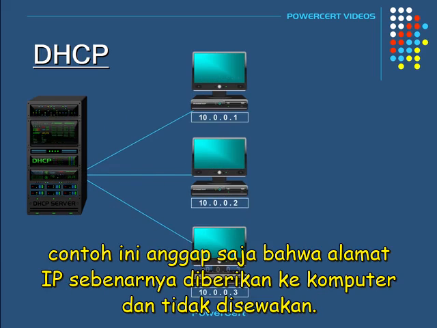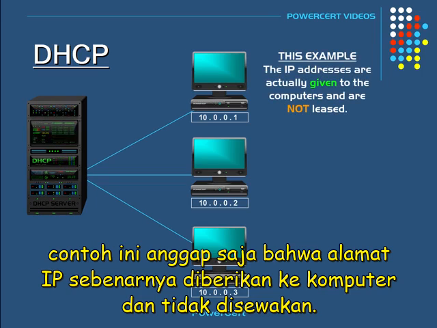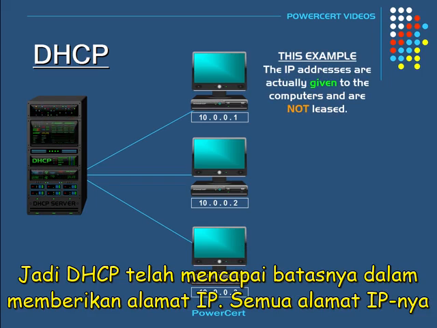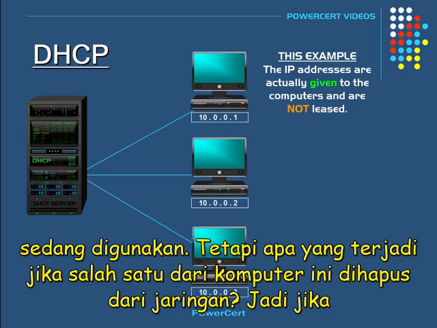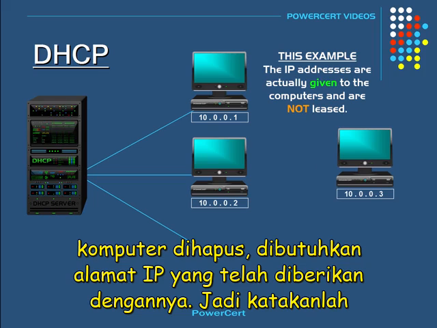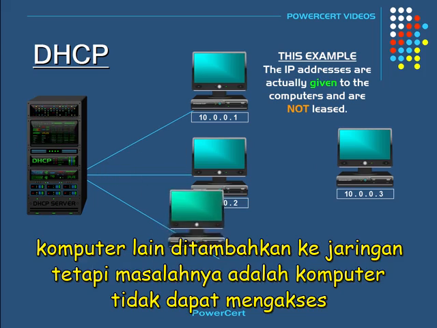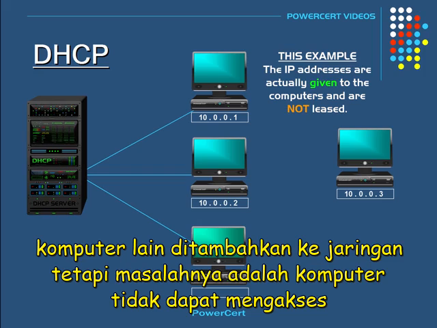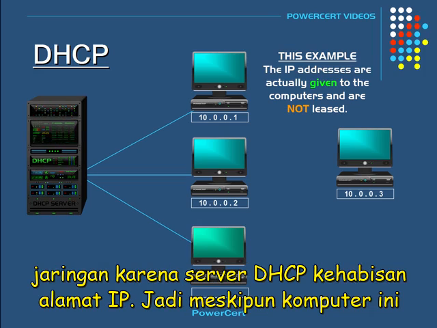So in this example, let's just say that the IP addresses are actually given to the computers and are not leased. So the DHCP has reached its limit on giving out IP addresses. All of its IP addresses are currently being used. But what happens if one of these computers is removed from the network? So if a computer is removed, it takes the IP address that it has been given with it. So let's say another computer gets added to the network, but the problem is the computer won't be able to access the network because the DHCP server has run out of IP addresses.